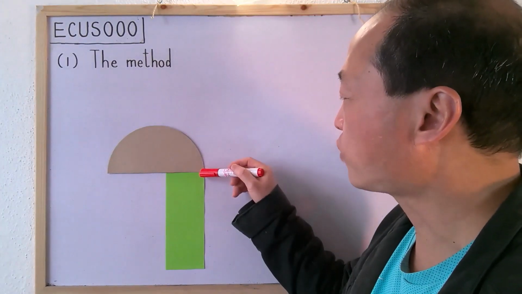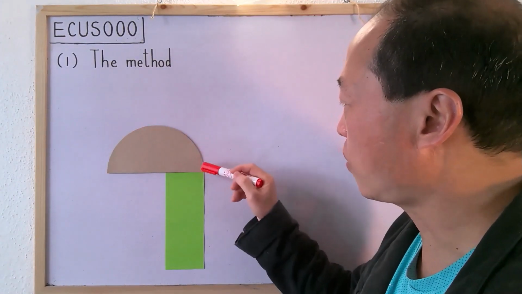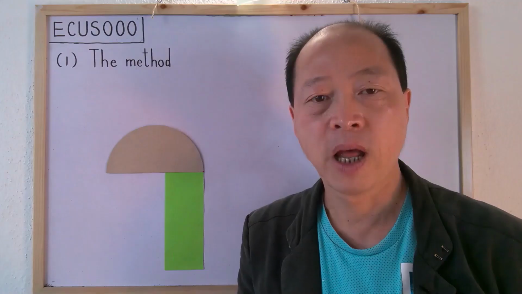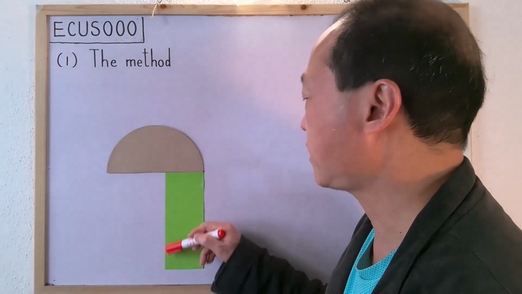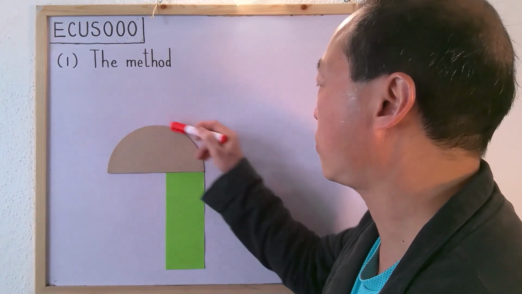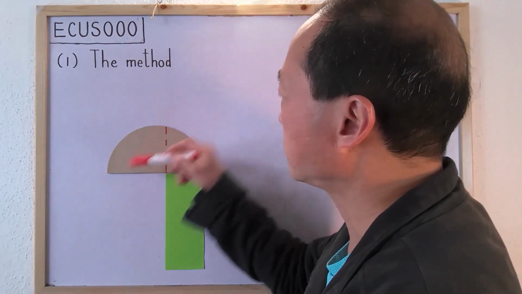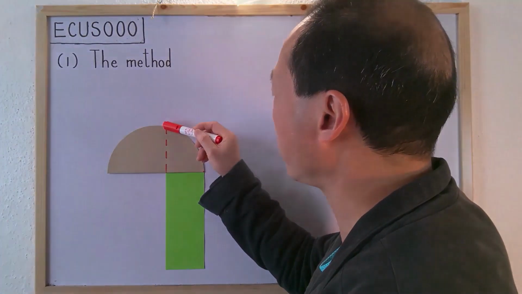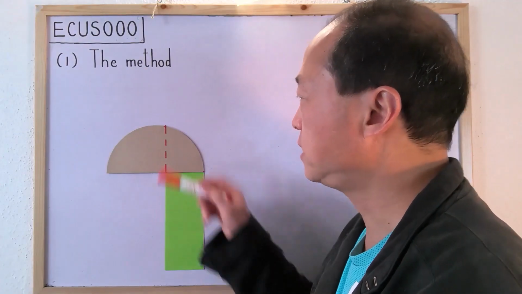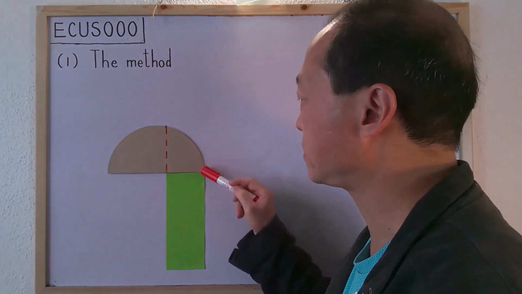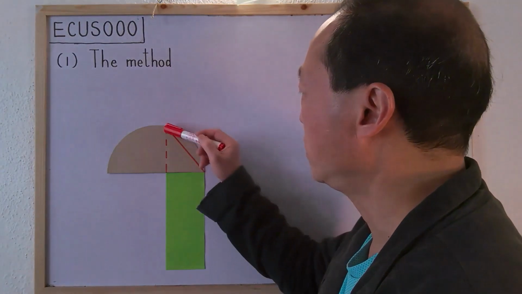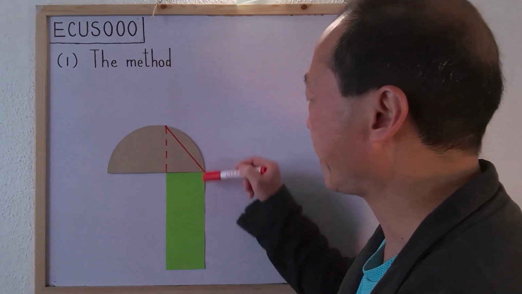This longer side of the rectangle meets the semicircle at this point. Third, we extend this longer side so that it also meets the semicircle. It meets the semicircle at this point. Let's connect these 2 points by a line segment. This line segment is a side of the square with the same area of the rectangle.